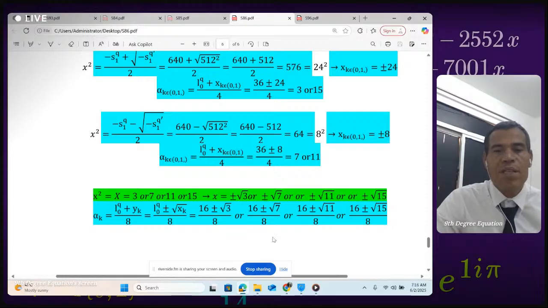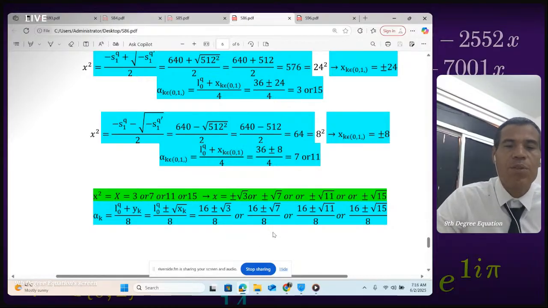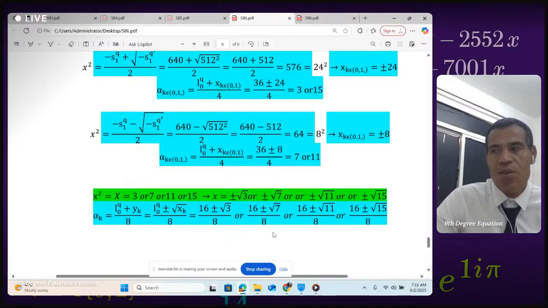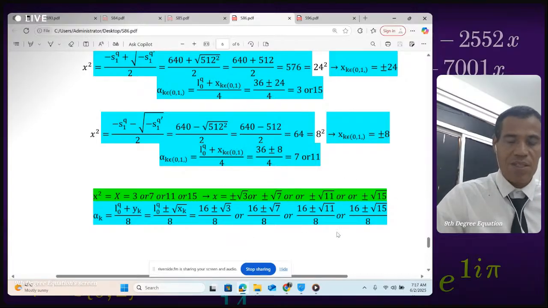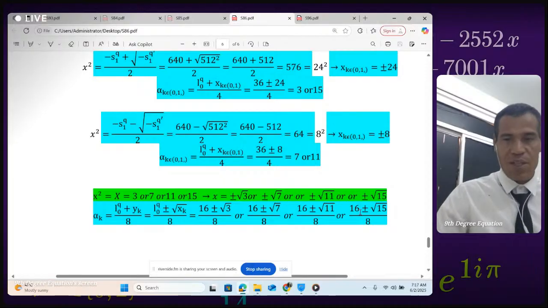Thank you for listening. This is an example of an 8th degree equation, and we explained how the theorem works and how the method can derive all the 8 symbolic exact roots, which are equal to 16 to the power of 3 divided by 8, and 16 to the power of negative 7 divided by 8. These are 4 roots, and these are the other 4 separate roots.